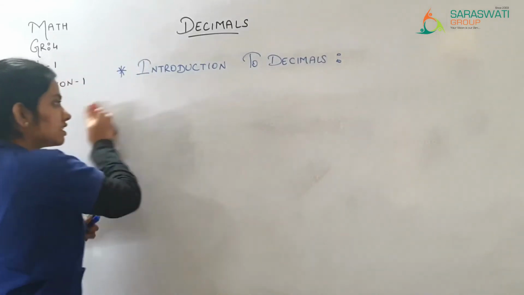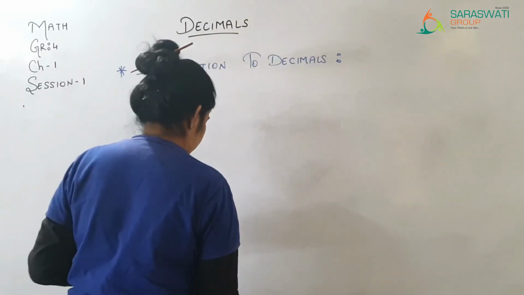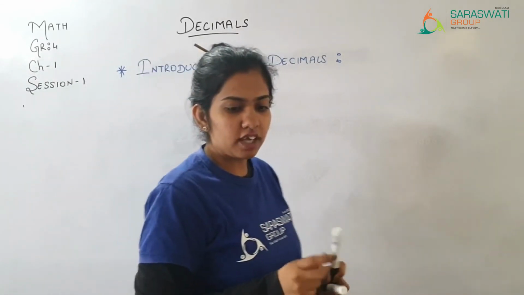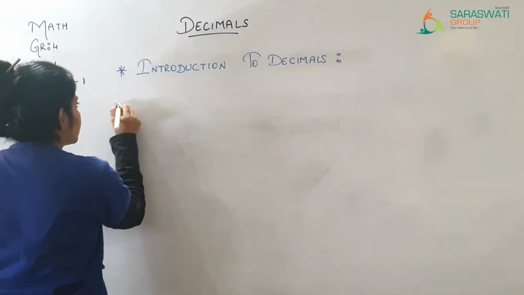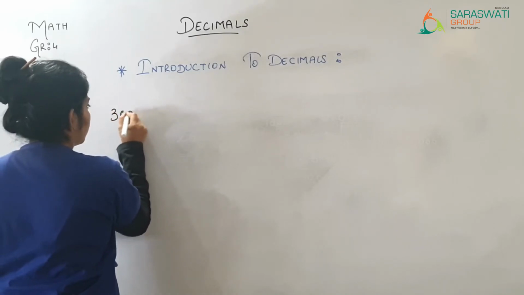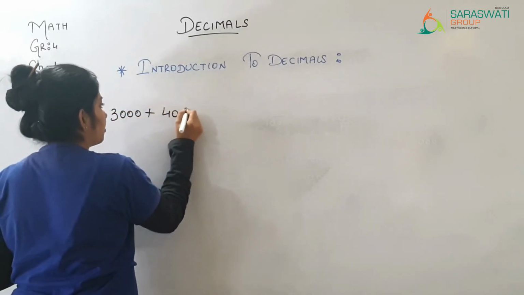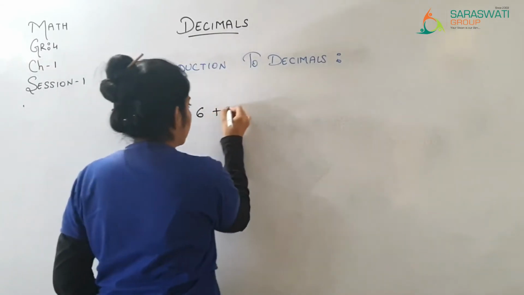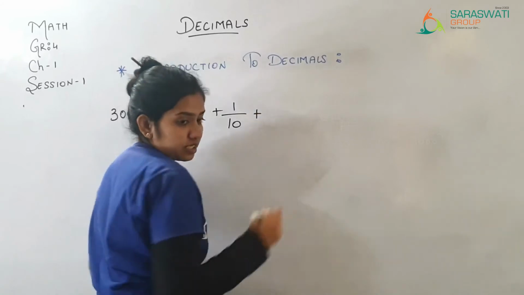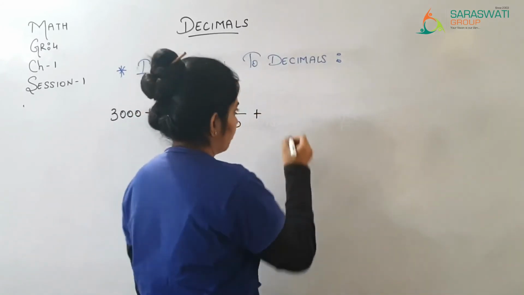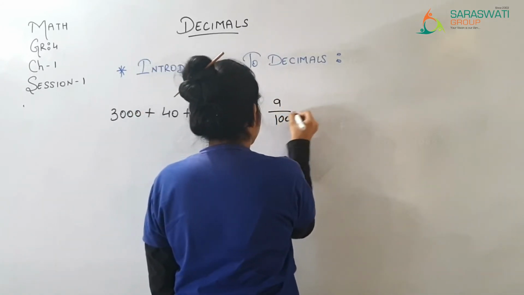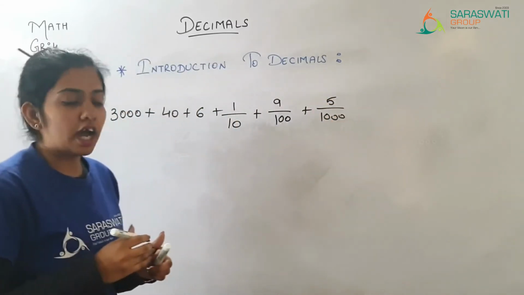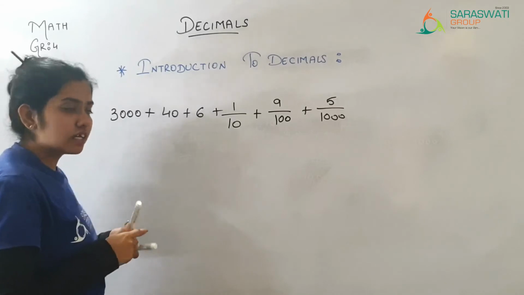So to write in standard form, here the number is given as 3000 plus 40 plus 6, right? Now plus 1 upon 10 plus 9 upon 100 and 5 upon 1000. Now we have to write this in standard form.